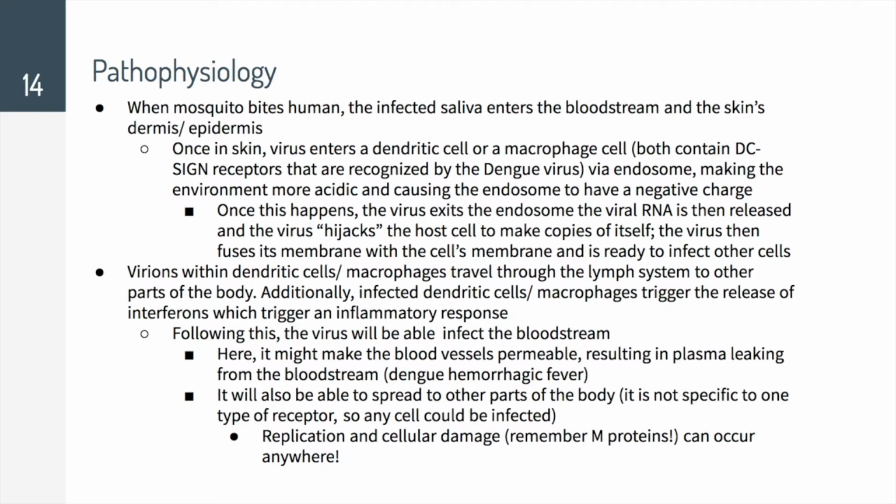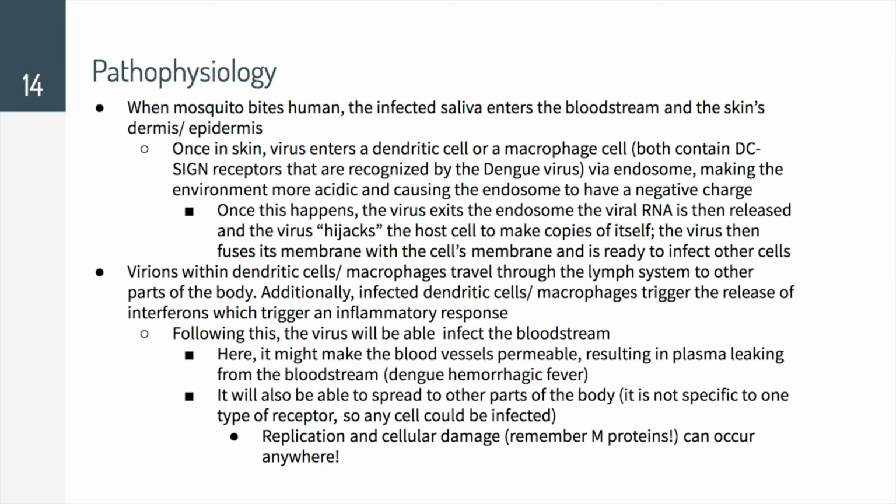So following this, the virus will be able to infect the bloodstream. Here, it might make the blood vessels more permeable, resulting in plasma leakage from the bloodstream into the other parts of the body. And this is really what's characteristic of dengue hemorrhagic fever, which we'll talk a little bit more about later. We'll also see that the dengue virus is able to spread to other parts of the body.